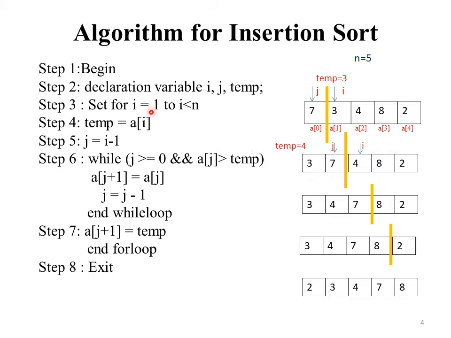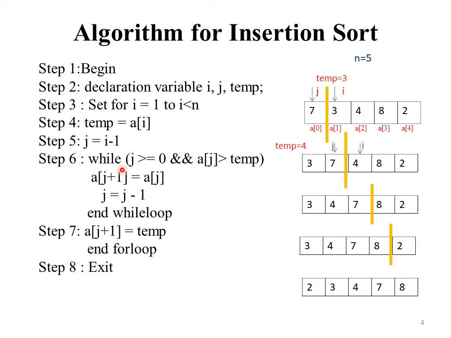Step 3 is i is incremented by 1. Now i is 1 plus 1, which is 2. So i now points to the second location. Now temp is equal to a of i, so we store 4 into temp. Here the second location is empty. Now j is equal to i minus 1, means here the value of i is 2, so 2 minus 1 is 1. So now j points to the first location, and the value 4 is stored in temp.